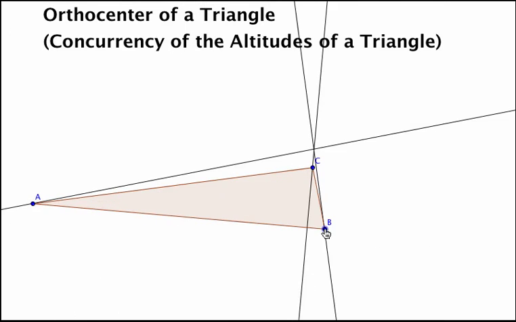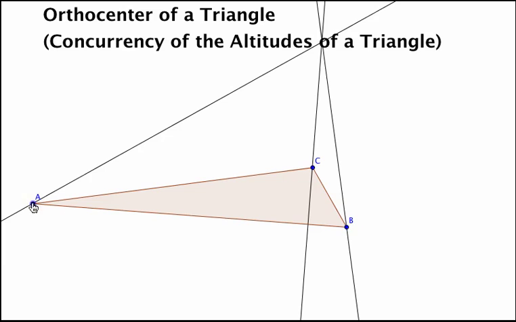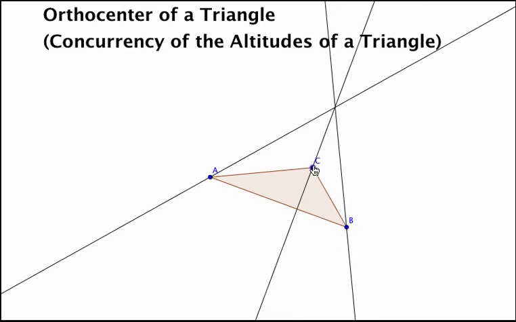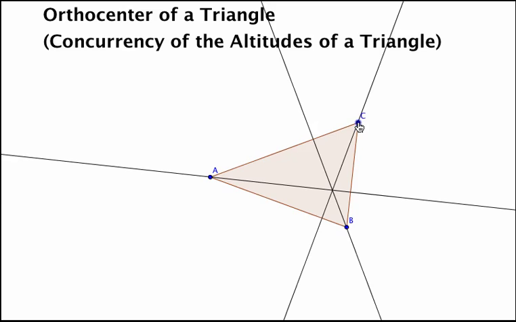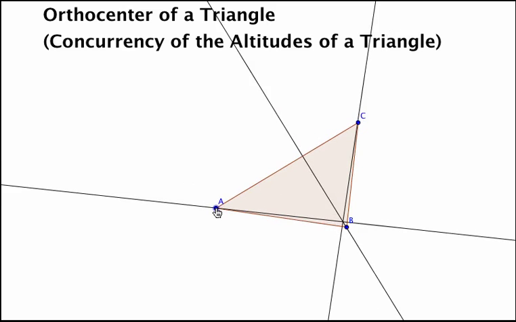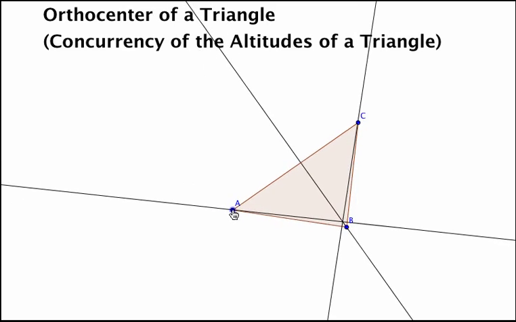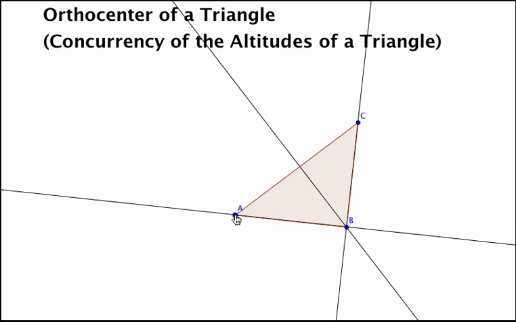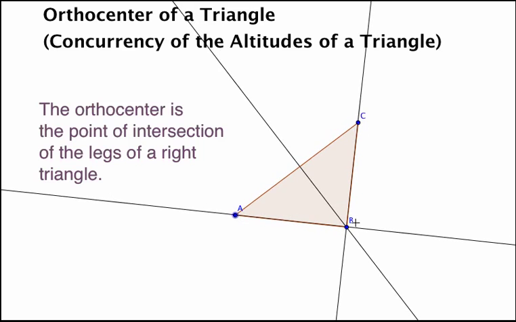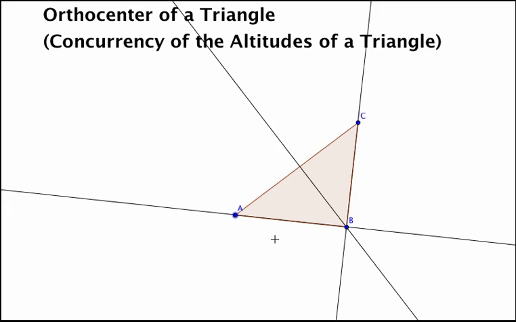If you create a right triangle, maybe we pull this A over. We're just going to eyeball it, but we're going to do the best we can. You can see that the orthocenter actually lies on the point of intersection of the legs of the triangle. So pretty cool. There are some properties of the orthocenter that we'll explore in another video.